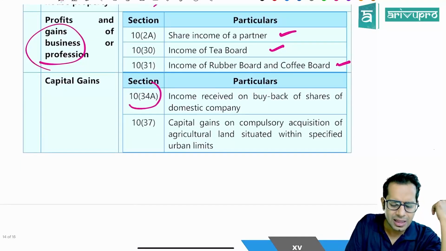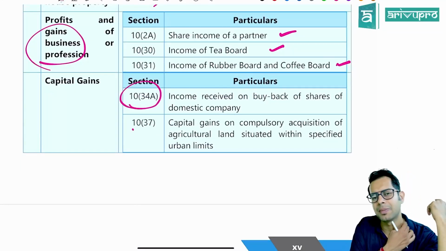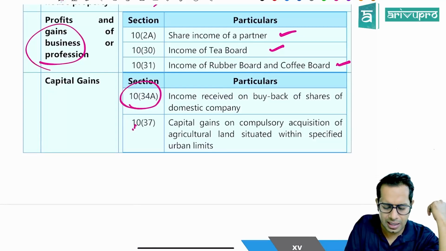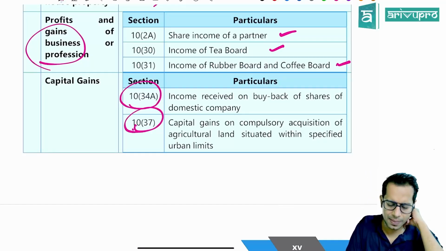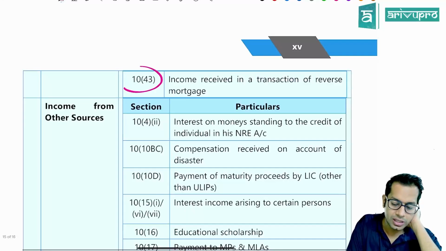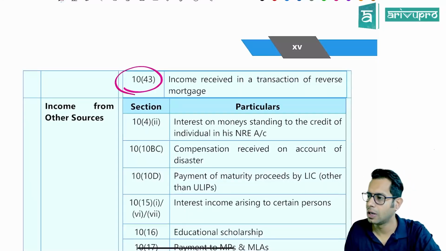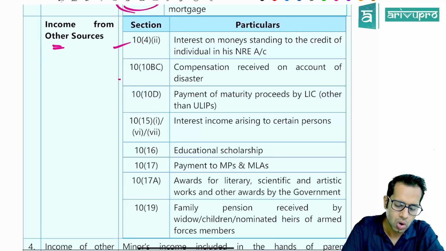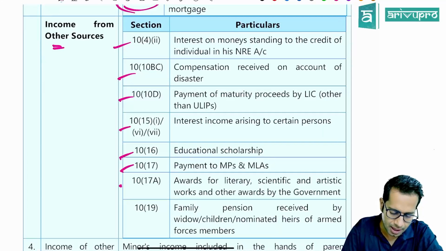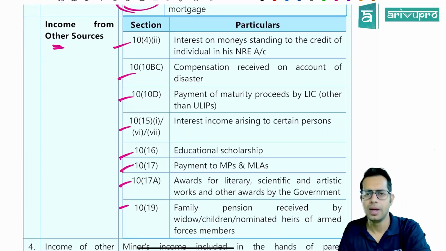Then capital gain, 10(34A), which is nothing but buyback of shares by a domestic company. Then 10(37). Have we not discussed this? Compulsory acquisition of urban agricultural land by government, etc. All this was a separate chapter before. Now they are included as one chapter. And in income from other sources, all these exemptions are forming part of income from other sources.